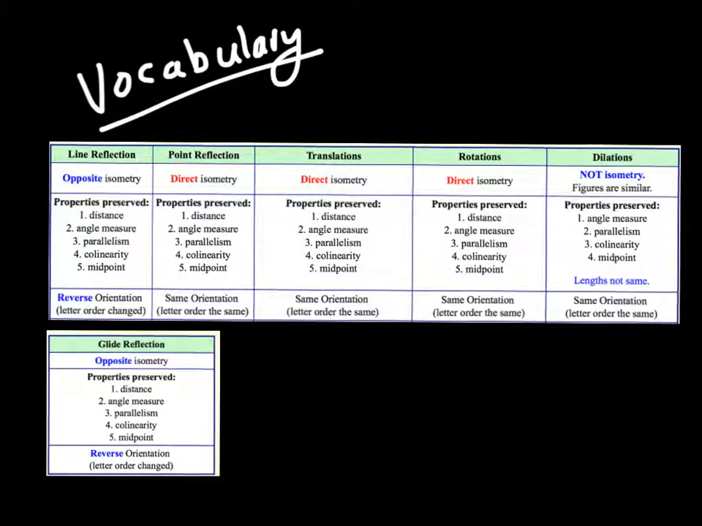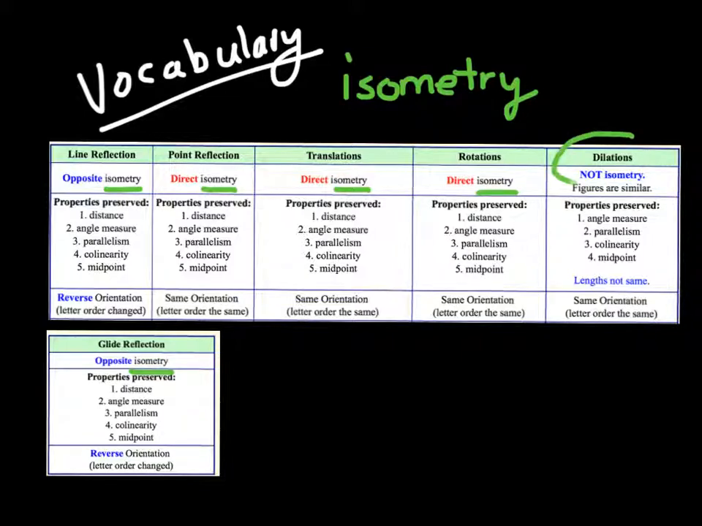And a little bit on vocabulary here to finish things off with. Let's begin with talking about what an isometry is. An isometry would be a transformation that maintains or keeps the size and shape exactly the same. And if you take a look at this chart of different types of transformations, every single transformation is an isometry except for a dilation. A dilation changes the size of the object, or most often will change the size of an object, so making it larger or smaller.